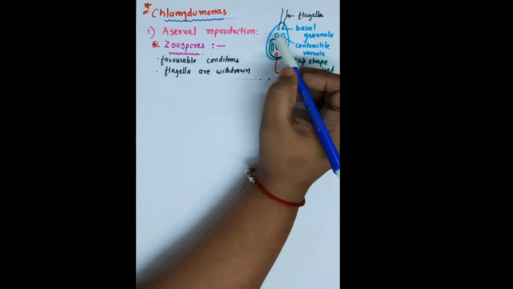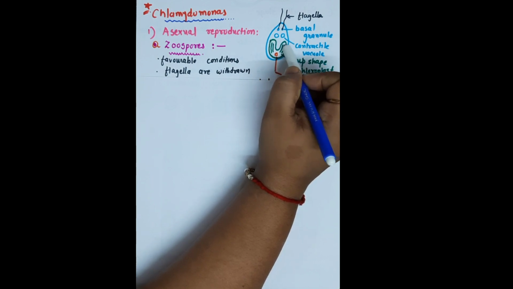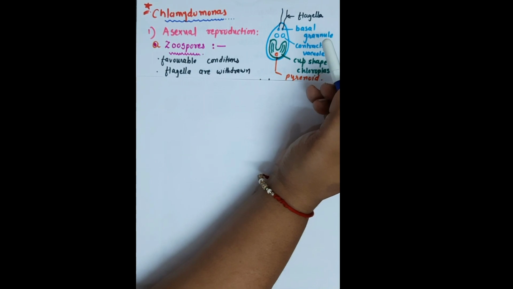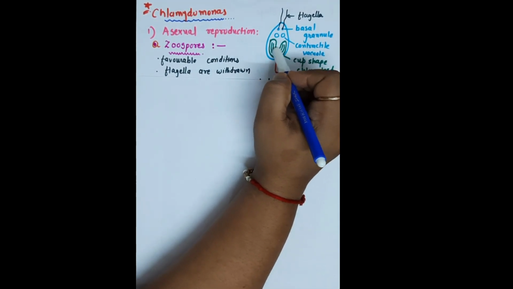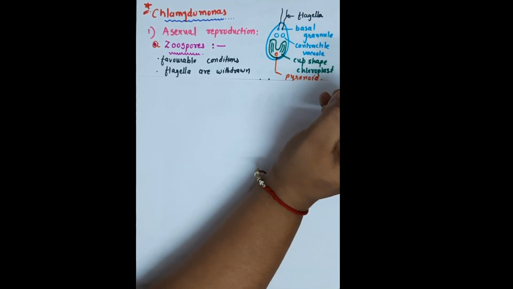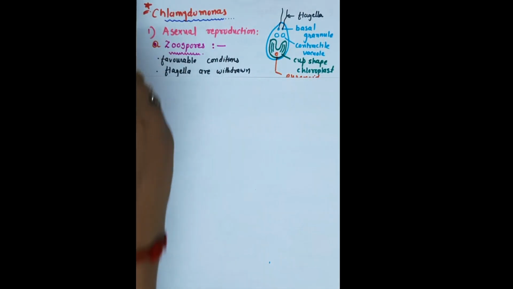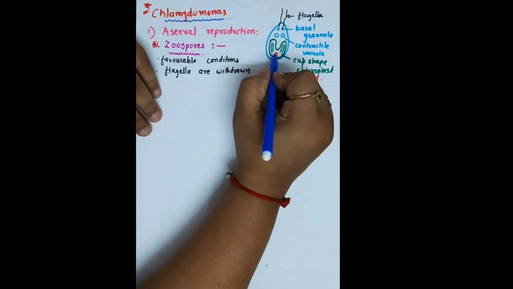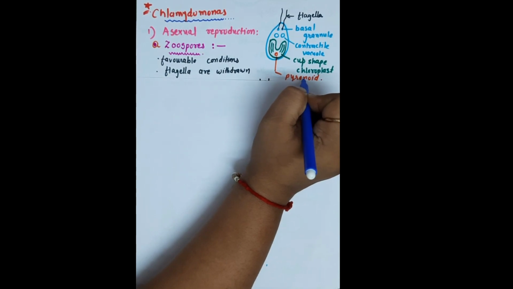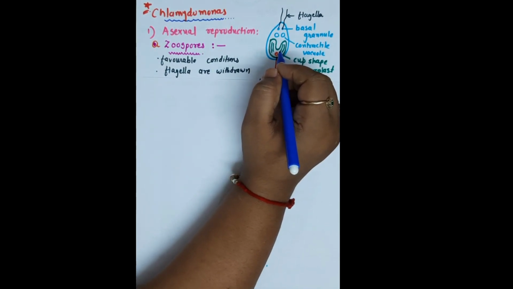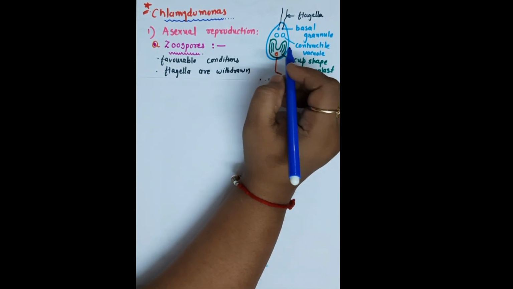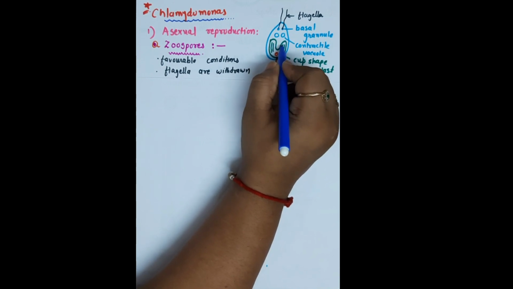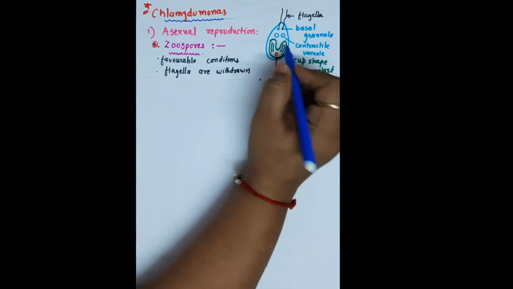The most important thing is that Chlamydomonas possesses a U-shaped, or you can simply say cup-shaped, chloroplast. In the cup-shaped chloroplast, there is a reserve food known as a pyrenoid, which stores starch as well as protein, and these are thylakoids.